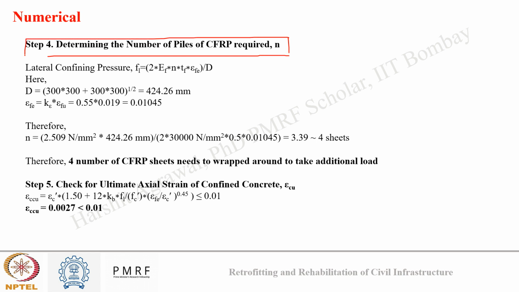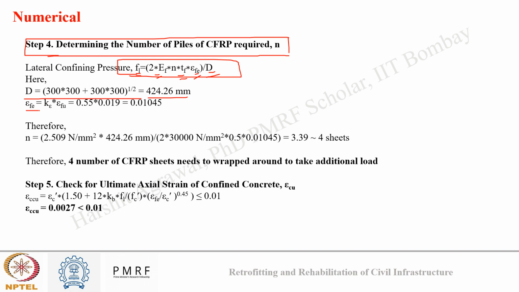Now, I need to determine how many number of piles of CFRP I am required to get this much amount of confining pressure. So lateral confining pressure is given by this equation. Now I know the value of FL, I know EF, I know TF, I know epsilon FE. Epsilon FE I need to calculate and I need to calculate D. So D is nothing but under root of B square plus H square. So substituting the values, it will come out to be this value.